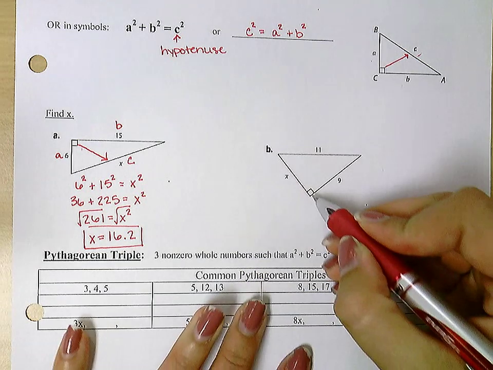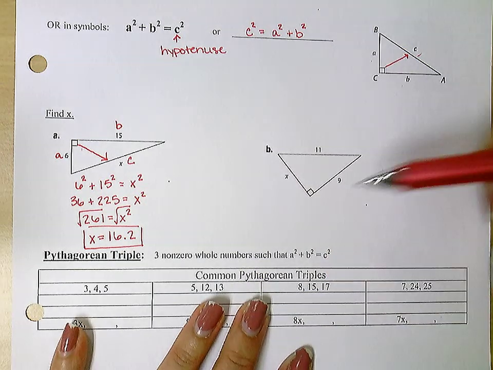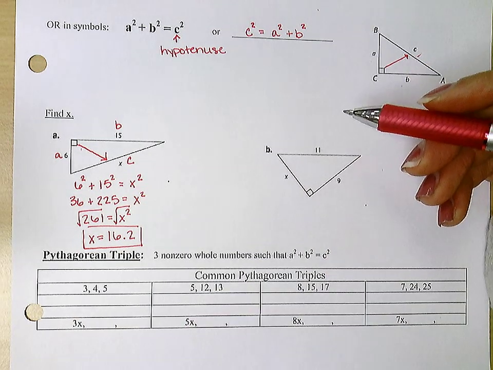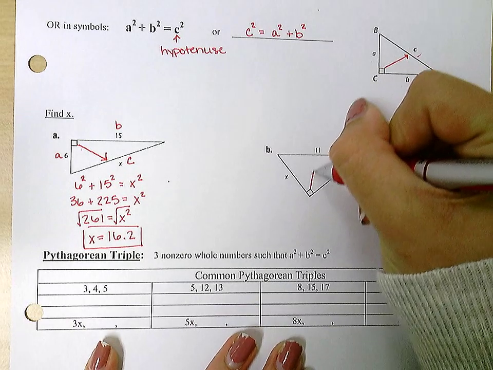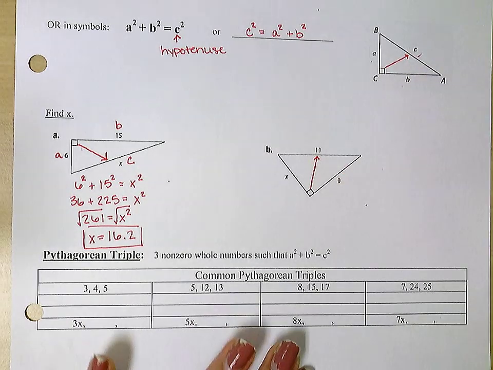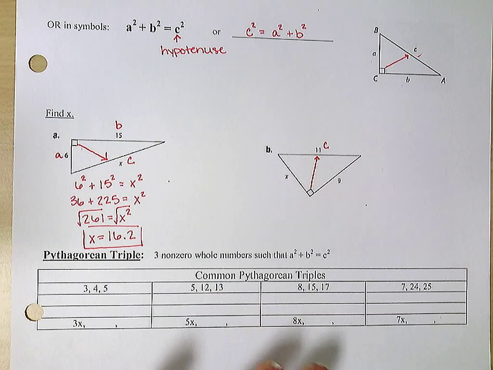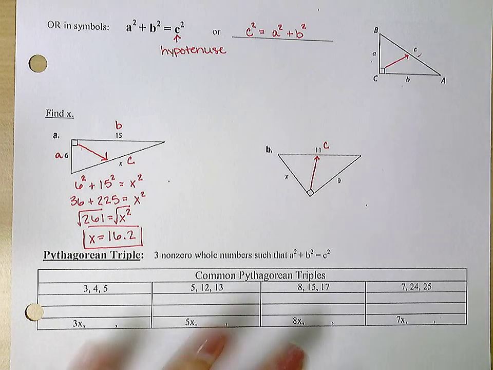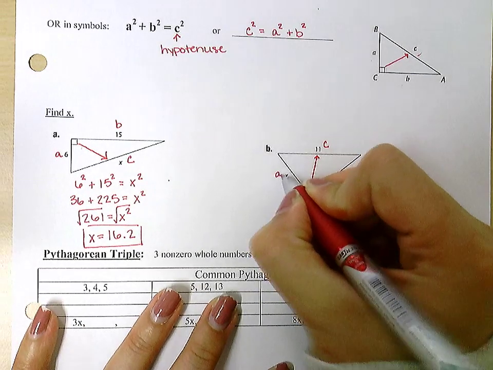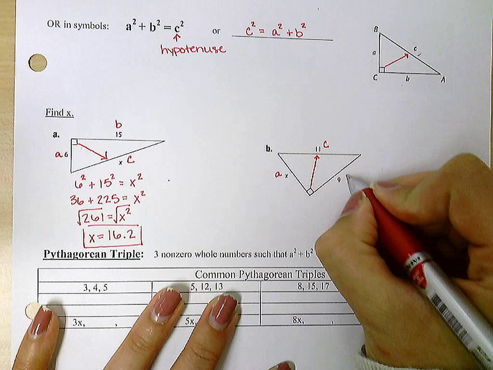So first I locate that 90-degree angle. Across from that angle is the hypotenuse. Your hypotenuse is always your C value. Then the other two sides are your legs. Those are your A and B values. Again, it doesn't matter which one is which. For us, I'm going to label X as A and 9 as B.